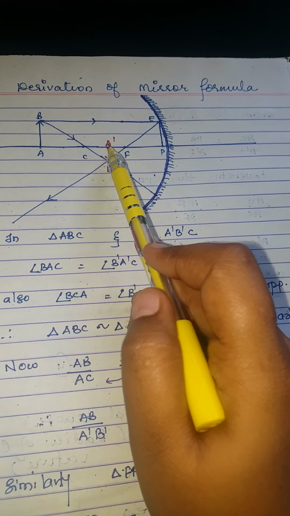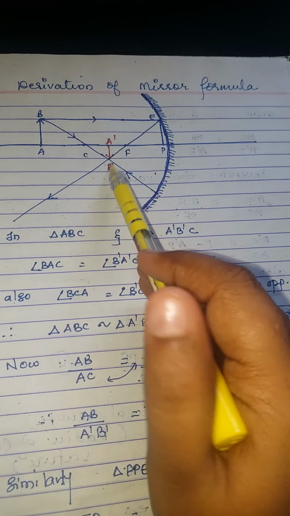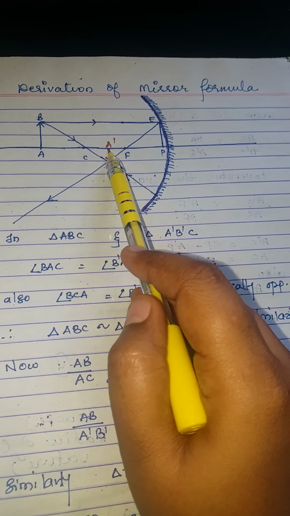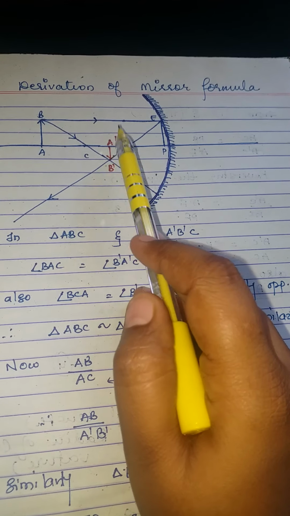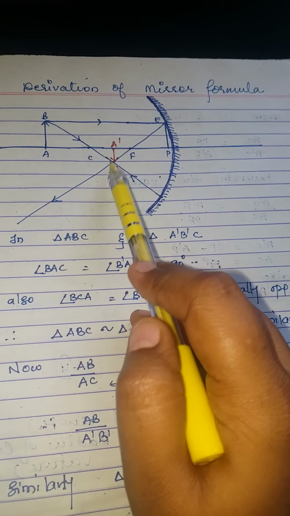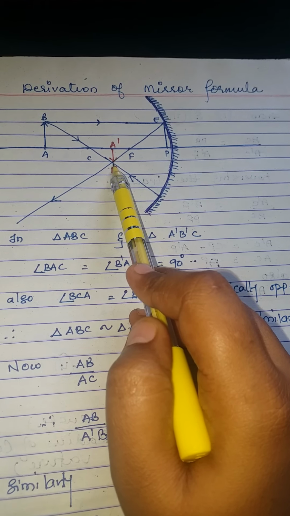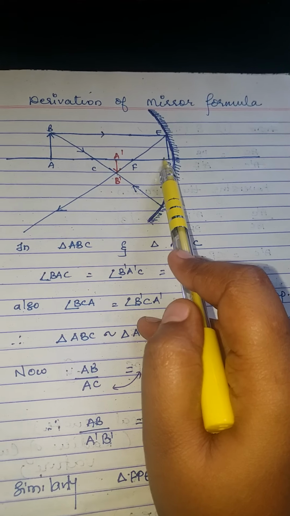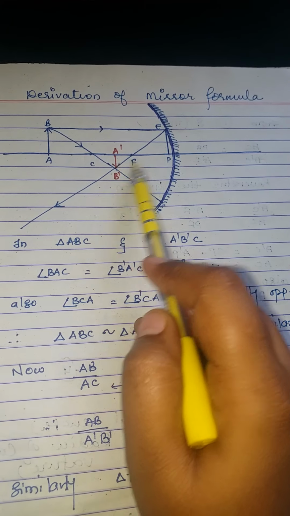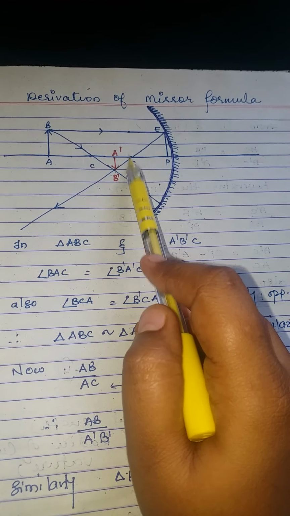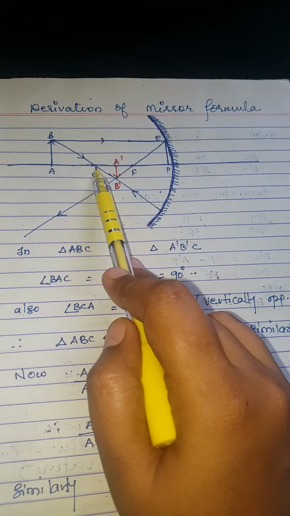So if we draw a perpendicular line from B dash to the principal axis at point A dash, we get the image. You can see the image is a real and inverted image as it is formed in front of the mirror. This is the pole, this is the focus, and this is the center of curvature.